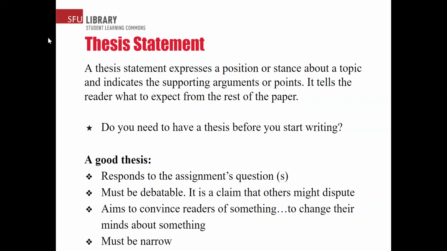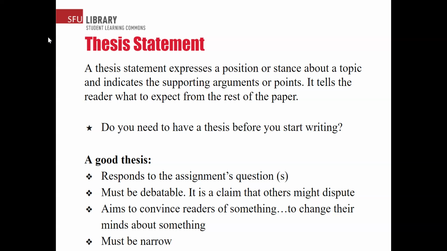If the assignment doesn't include any question, then see if you can turn the assignment prompt into a question. For example, if your instructor wants you to discuss the consequences of X in your paper, see if you can change the prompt to a question, for example, what are the consequences of X? Then when you have a question in your mind, your response to this question could be your thesis statement.